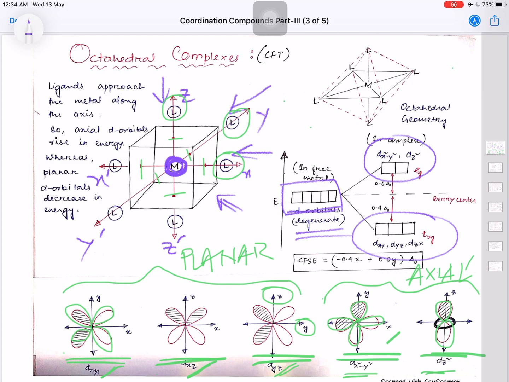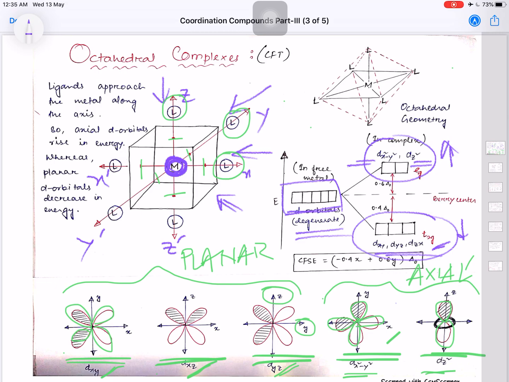So as a result we get the x square minus y square and dz square, the two axial d orbitals, experiencing higher repulsion, so they go to a high energy level. Whereas the planar d orbitals do not experience any repulsion, or very little repulsion, so they come into a low energy level. That's why the lower level, T2G, is composed of dxy, dyz and dzx. All 3 planar d orbitals come into the low energy level, and the axial d orbitals go into the high energy level.